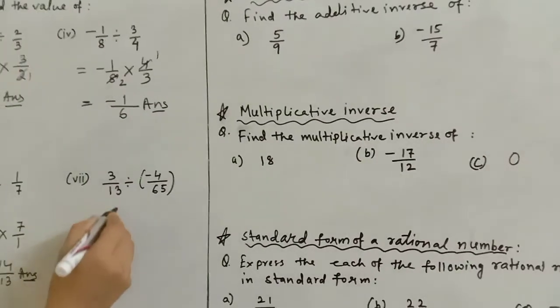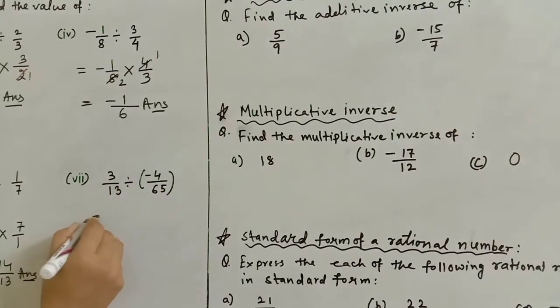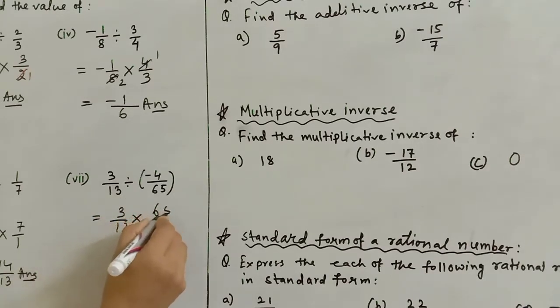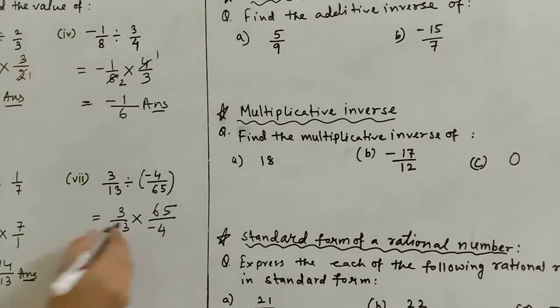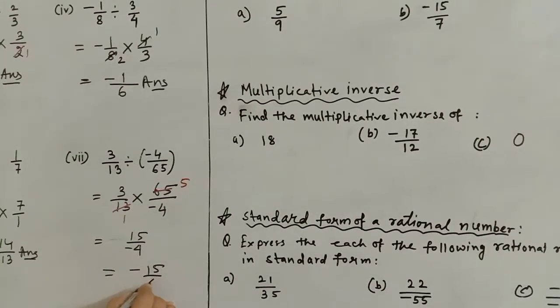Next one is 3 by 13 divided by minus 4 by 65. So 3 by 13, make it into sign, 65 by minus 4. If it is possible to cancel, cancel. 13 ones are 13, 13 fives are 65. Now the number is 15 by minus 4, and as you know that in standard form the negative sign should not be in the denominator, so the final result you will have to write is minus 15 by 4.